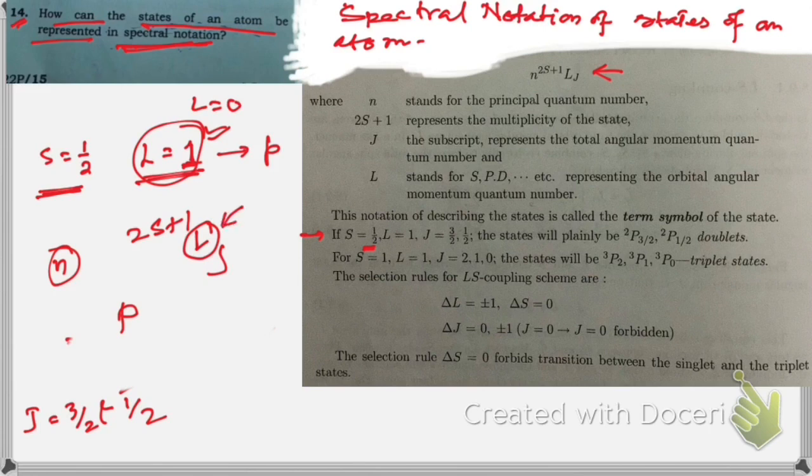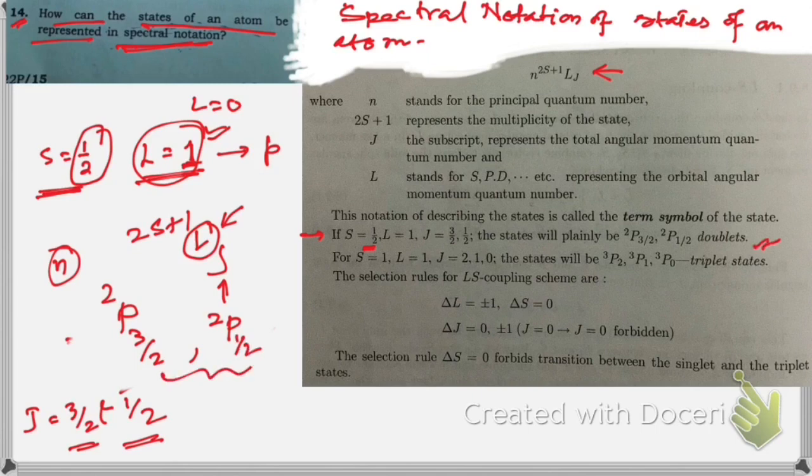Then for the value of S, which is half, if you put half here, it's going to be 2. And for the value of J, we have got 3 by 2, so 2P 3 by 2, and we also have another value of J, that is 2P half. So this is a doublet, right?